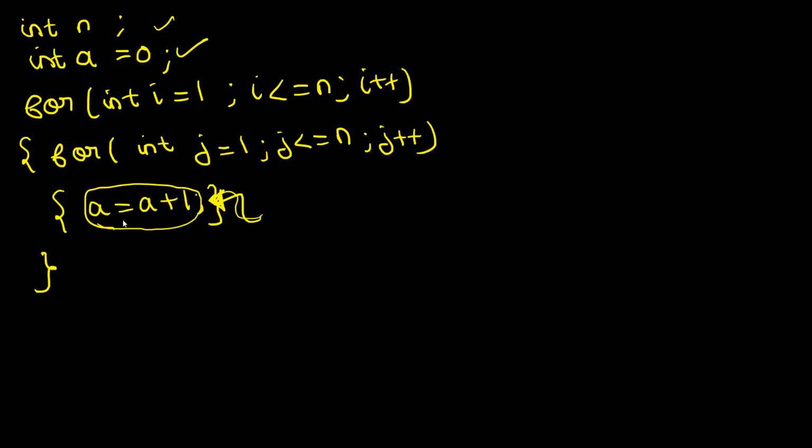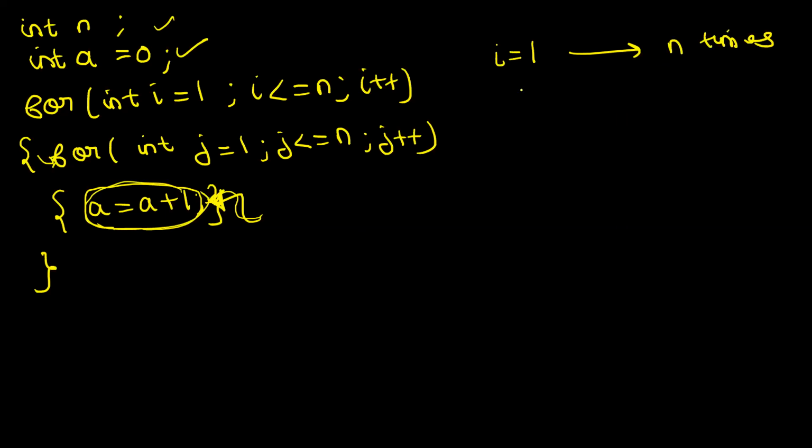How do I evaluate? Let us see. How many times does this statement actually run? Let us try to understand. First of all, I will take a value of i as 1. And for i equal to 1, how many times will this inner loop run? N times, right? j will start from 1 and go all the way till n. So this operation will be performed n times.